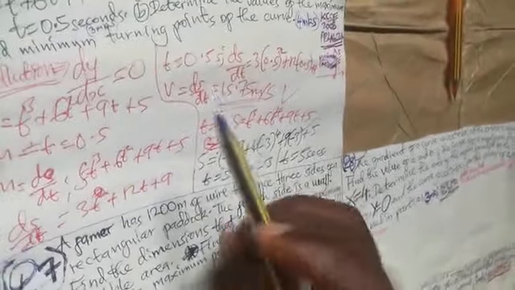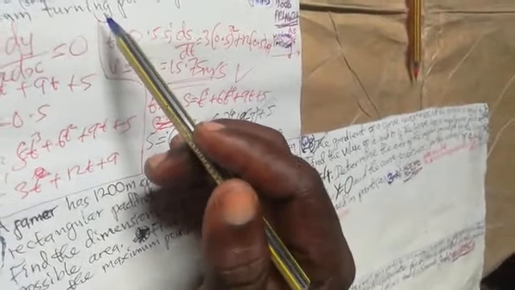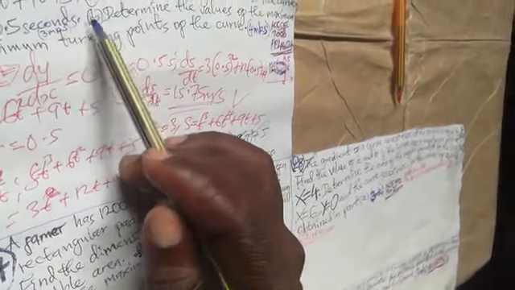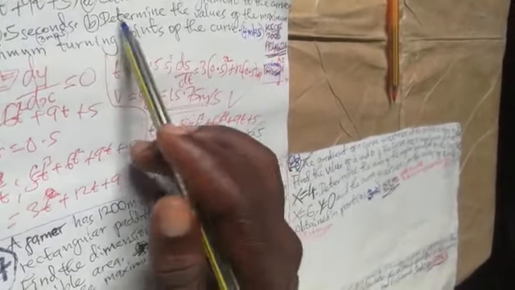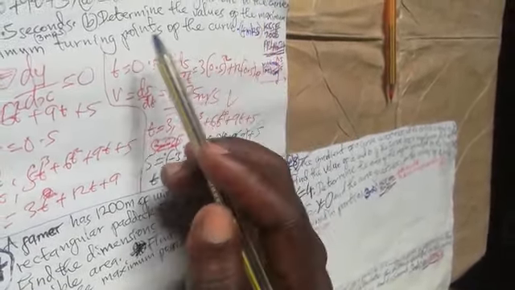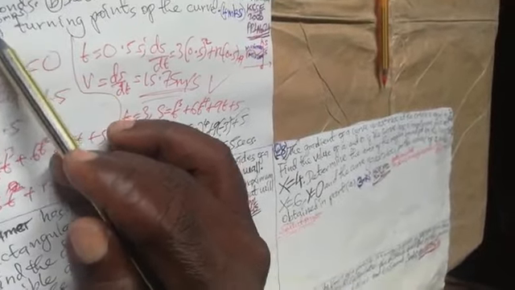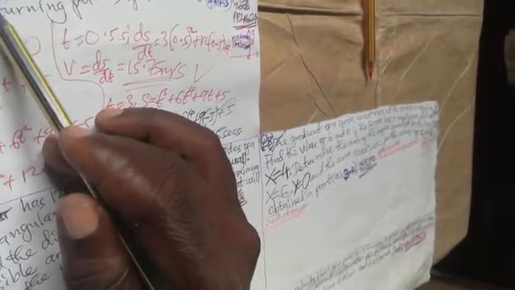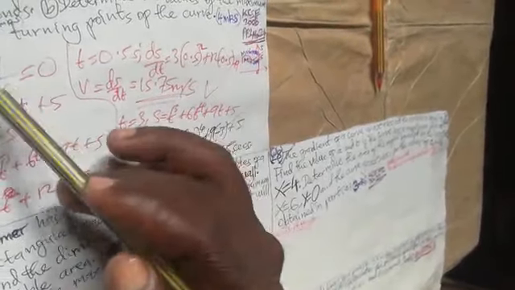Now that was question number 5, part A. Question: calculate the gradient to the curve at t = 0.5. Determine the value of the maxima and minima.